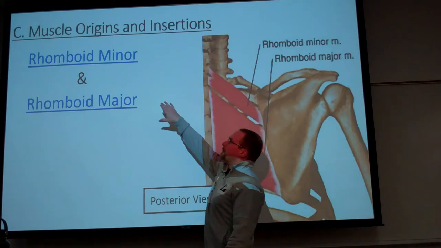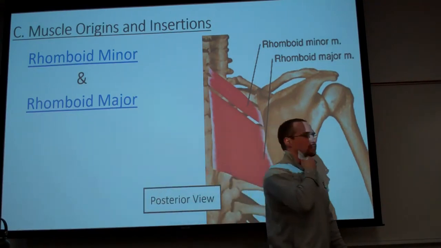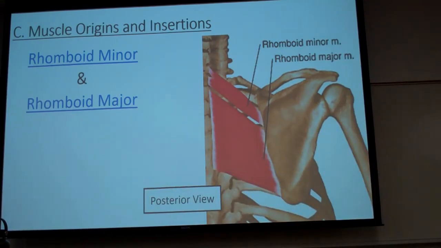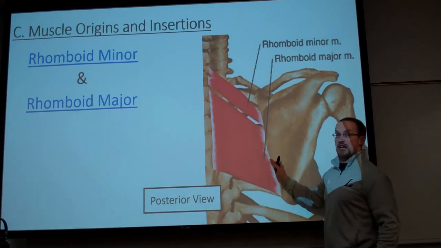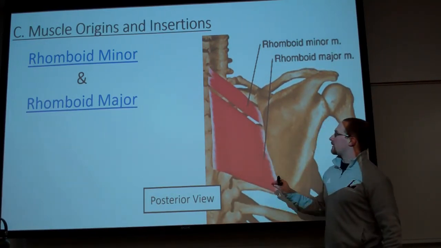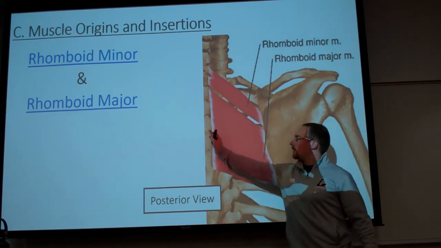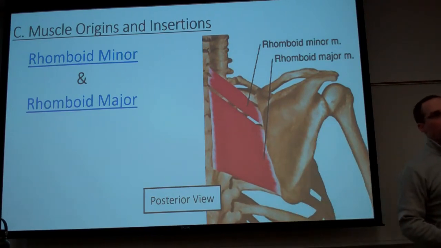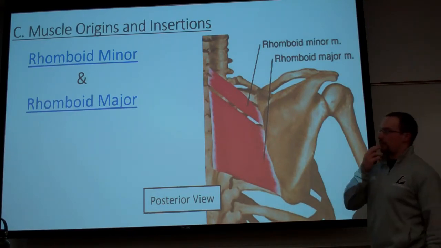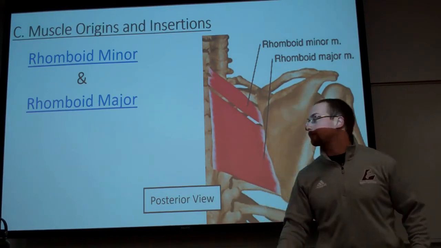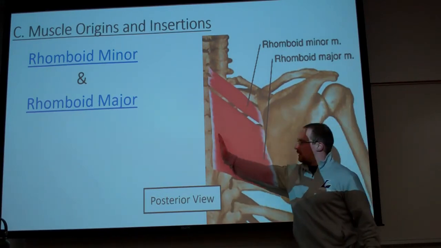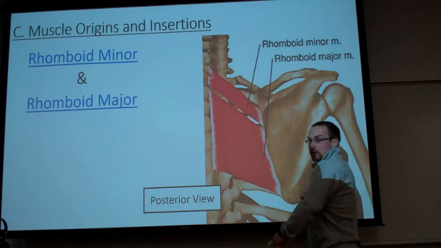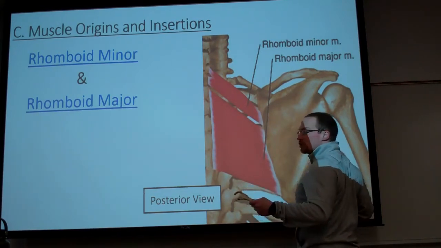Next two, rhomboid major and minor. Again, thinking geometry here. Rhomboid is a four-sided shape in math. And these ones are directly from the vertebrae here, directly across from that vertebral border. Yes, you will not need to know origin and insertions for this. So just actions. So noticing, because the fibers move this way, it's going to help with retraction, help with bringing those shoulder blades together.